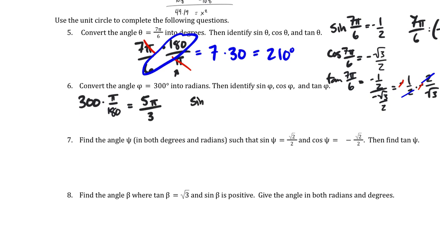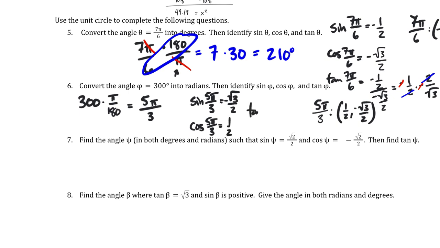The sine of 5 pi over 3, well, 5 pi over 3, by the way, is the coordinate, I'm sorry, positive 1/2, negative root 3 over 2. And again, sine is the y and the cosine is the x. So the y is negative root 3 over 2. So that's the sine, negative root 3 over 2. The cosine of 5 pi over 3 is 1/2.